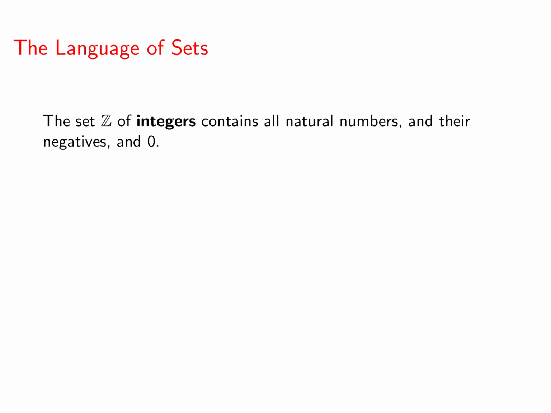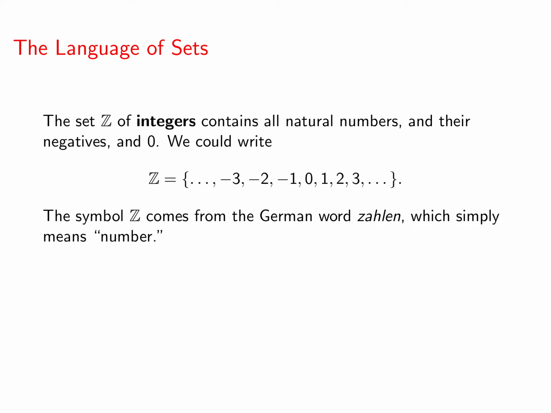Then we have Z for the set of integers. That contains all natural numbers and their negatives and 0. And we could write it like this. Z is the set that contains negative 3, negative 2, negative 1, 0, 1, 2, 3, and then keep going on either side. All the negative whole numbers, all the positive whole numbers, and we're also going to include 0. The symbol Z comes from the German word Zahlen, and that just means number. We're not going to use an I for integer. I is kind of a funny letter to be using as a symbol.